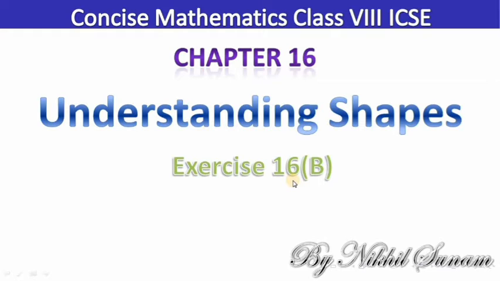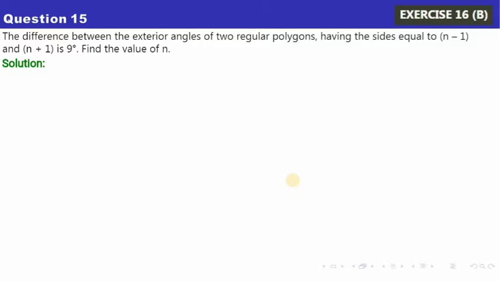So today I'll start my session with question number 15, which says: the difference between exterior angles of two regular polygons having the sides equal to n-1 and n plus 1 is 9 degrees. Find the value of n. Okay, so let's try and understand the case here.